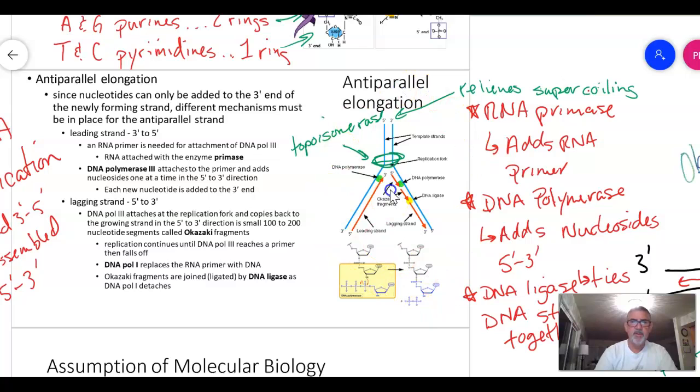Let me erase my topoisomerase. Okay, so that's a replication fork here. And that replication fork, I lost my pen.